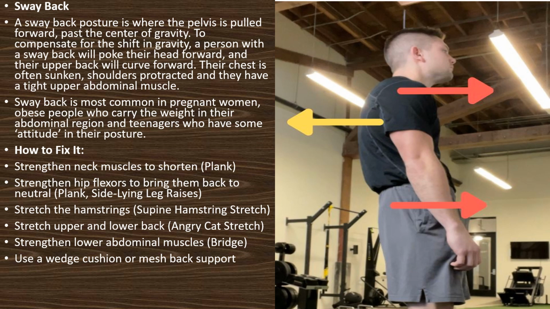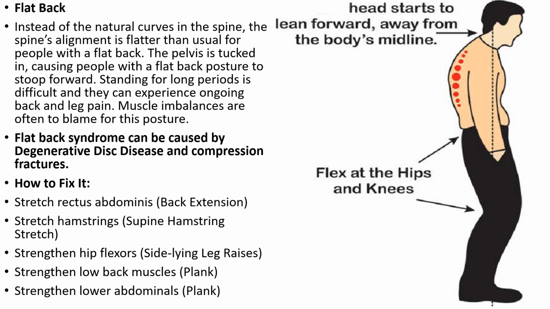Stretch upper and lower back, angry cat stretch. Strengthen lower abdominal muscles, bridge. Use a lumbar cushion or mesh back support. Okay, so we see the exercises in the upcoming session. Next one is flat back.